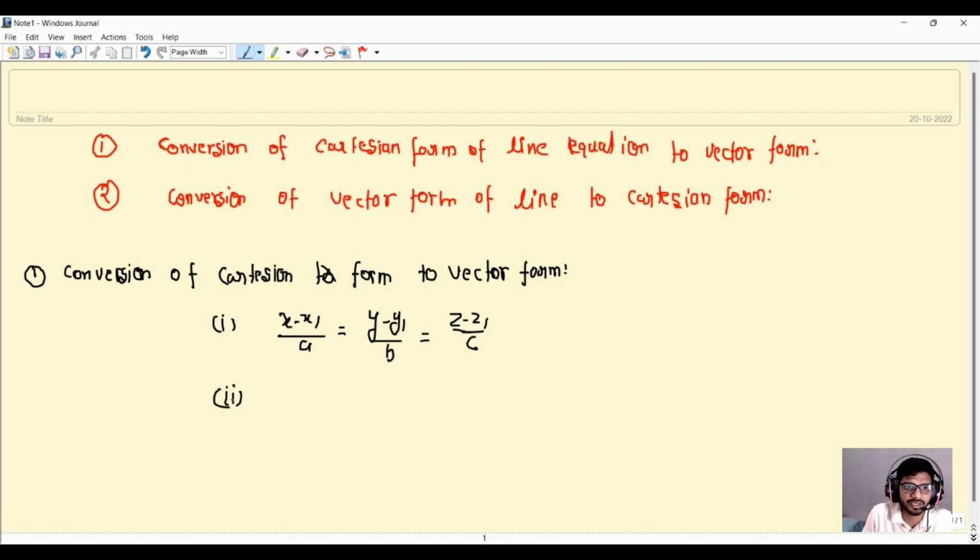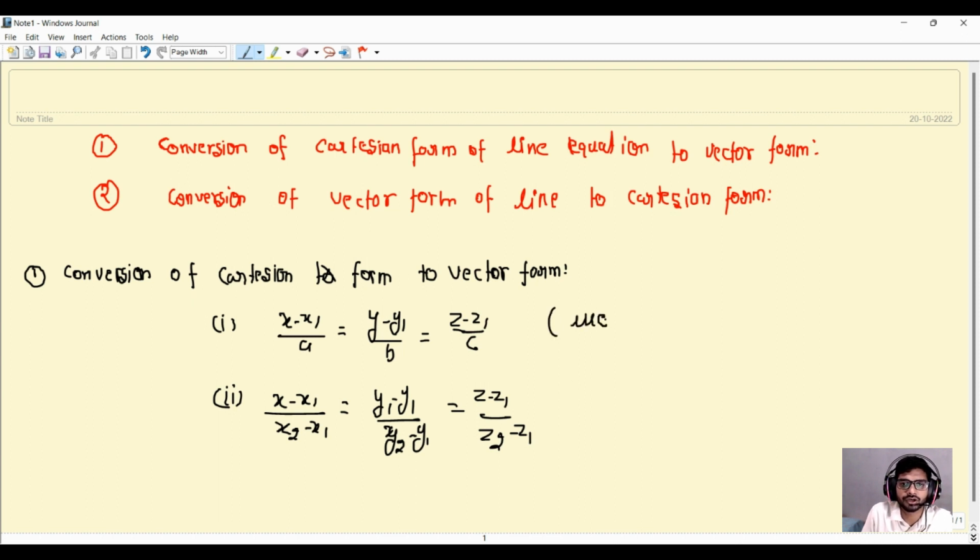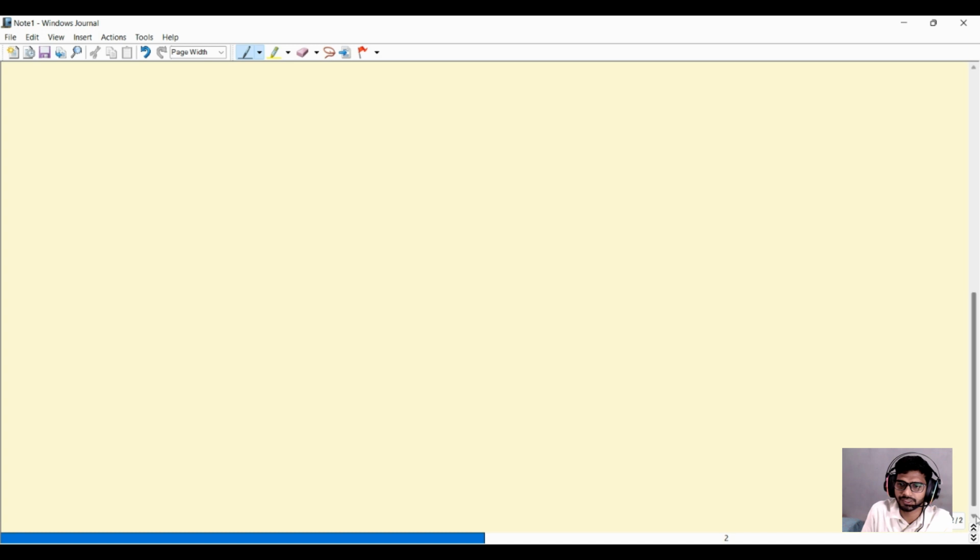And the second is given like this: x minus x1 upon x2 minus x1 equals y minus y1 upon y2 minus y1 equals z minus z1 upon z2 minus z1. We are going to take the first. So how do we convert the Cartesian equation into vector form?